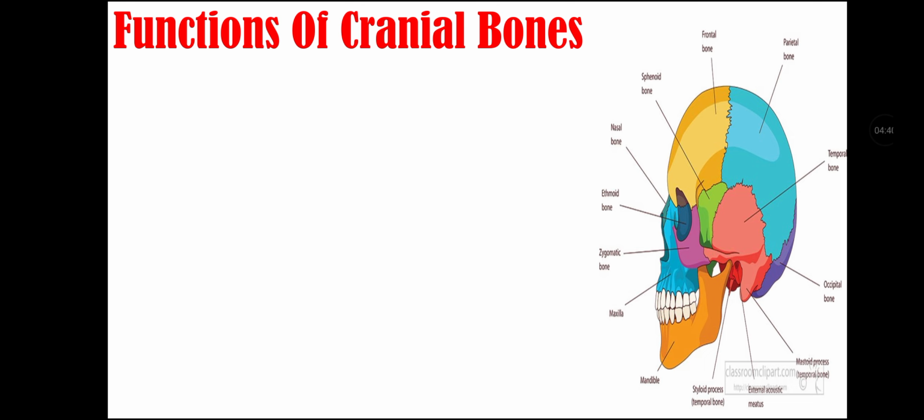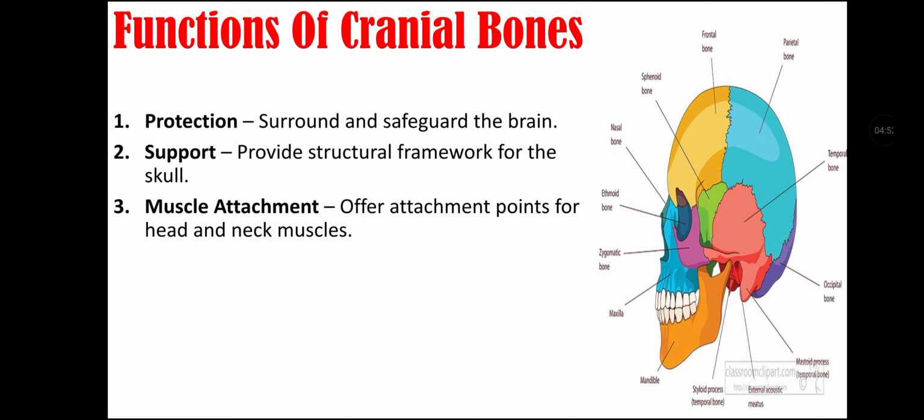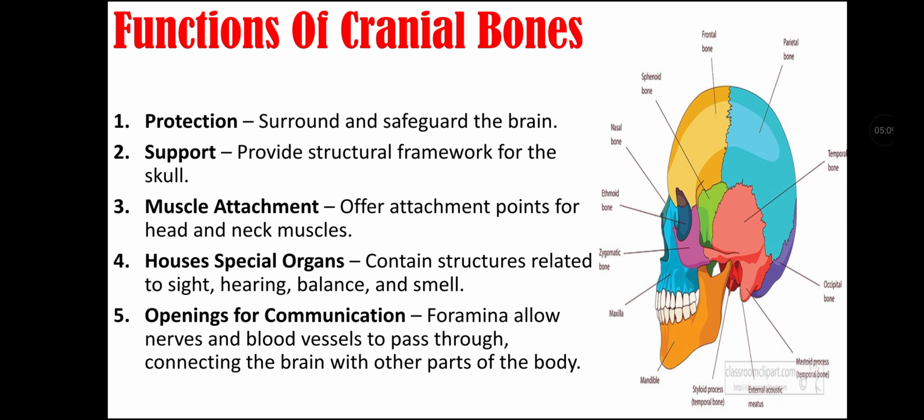Functions of cranial bones. First function is protection, as these bones surround and safeguard the brain. Second function is support, as these bones provide structural framework for the skull. Third function is muscle attachment, as these bones offer attachment point for head and neck muscles. Fourth function is they house special organs as these bones contain structures that are related to sight, hearing, balance, and smell. Fifth function of cranial bone is they allow opening for communication as there are foramina in the cranial bones that allow nerves and blood vessels to pass through, thus connecting the brain with other parts of the body.